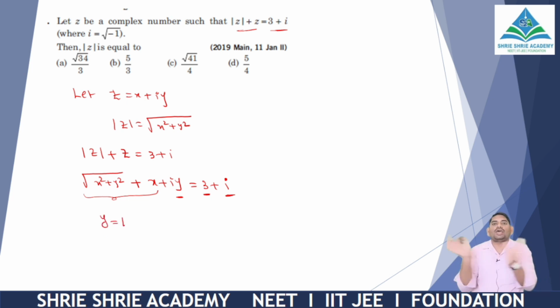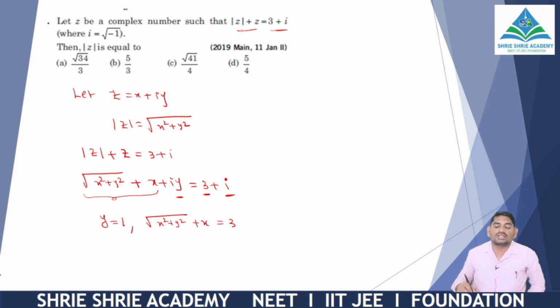We can compare according to the equality principle of complex numbers, comparing the real part and the imaginary part. So y is equal to 1, and root over x square plus y square plus x is equal to 3. Substituting y is equal to 1 here, we get root over x square plus 1 is equal to 3 minus x.